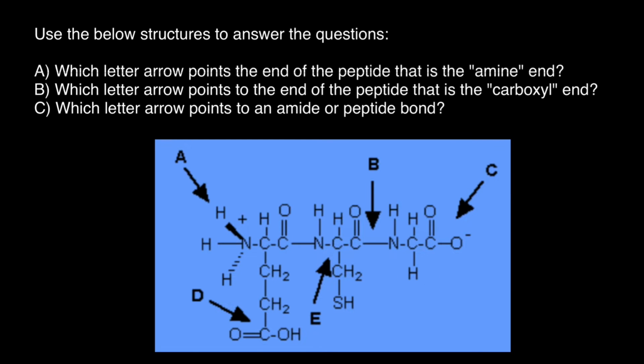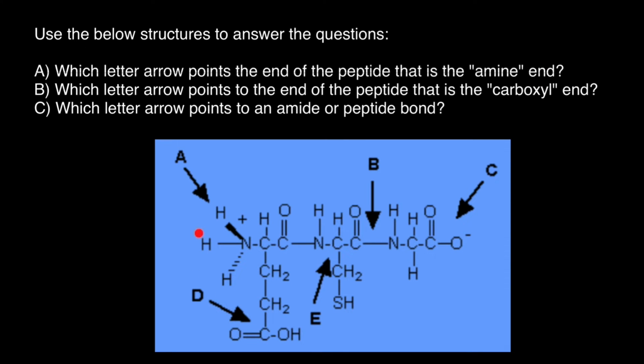And here's the third amino acid. This is the most simple amino acid, glycine. At this alpha carbon, we see it is attached to 2 hydrogens, so this is the most simple amino acid. Now let's check the first question. Which letter arrow points to the end of the peptide that is the amide end?